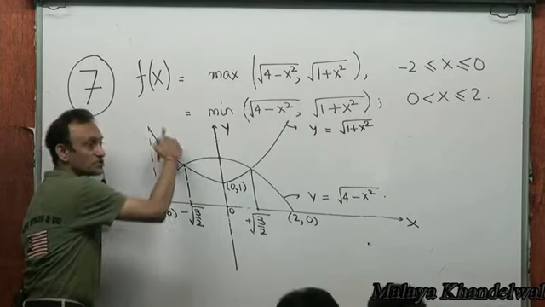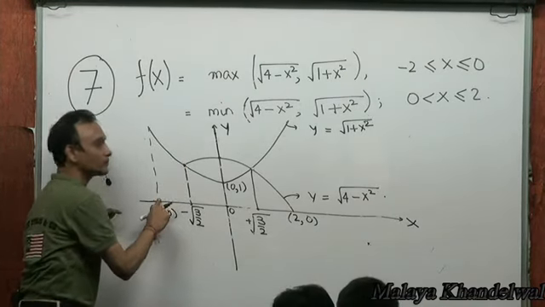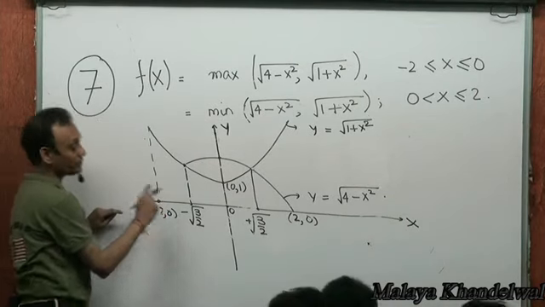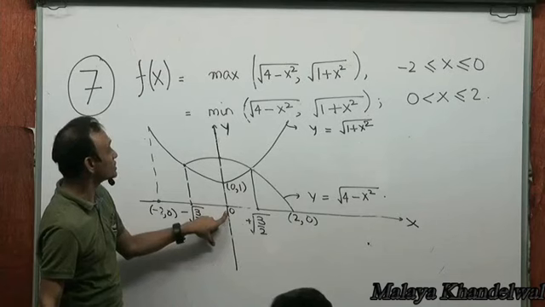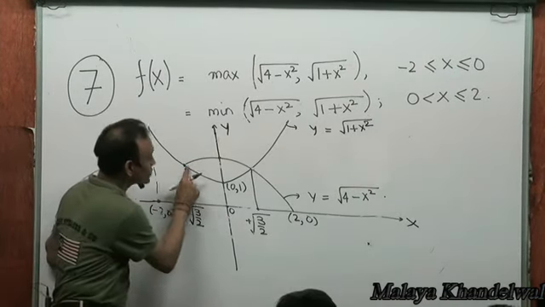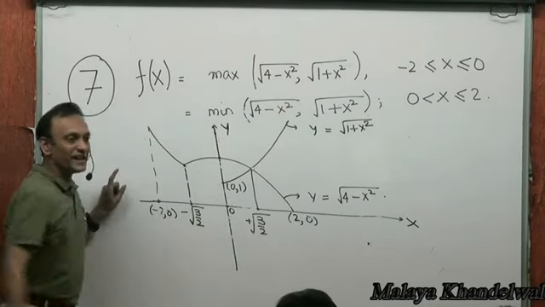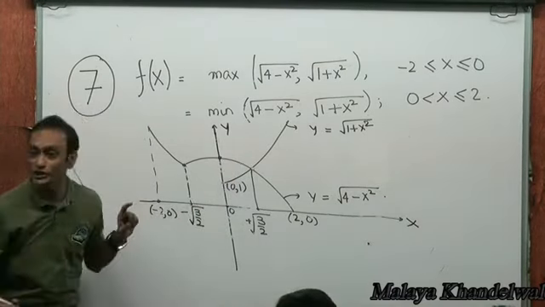If this is larger, that means this goes away. Yes or no? Then from minus root 3 by 2 to 0, which is larger? The semicircle is larger, right? So this will go away. Yes or no? This is a point on the graph. So far so good? Clear?